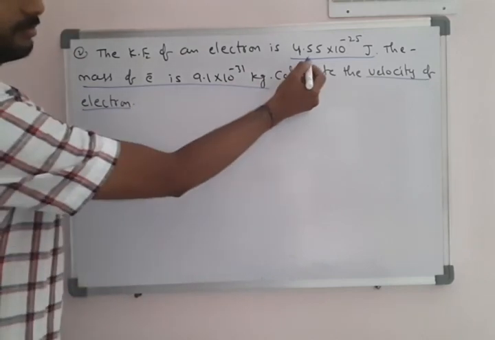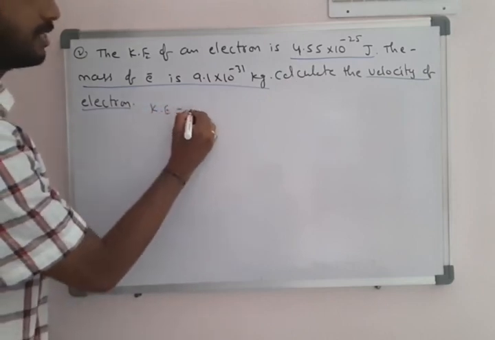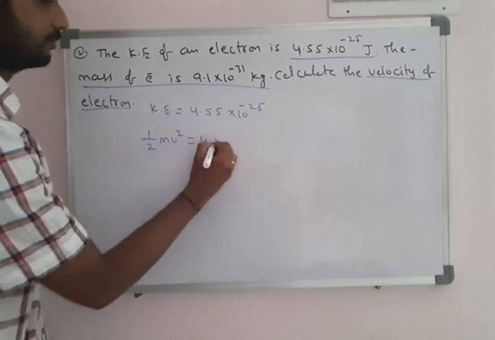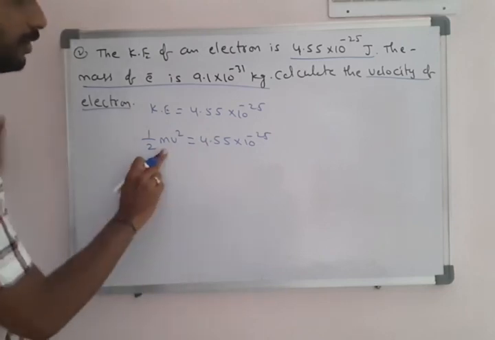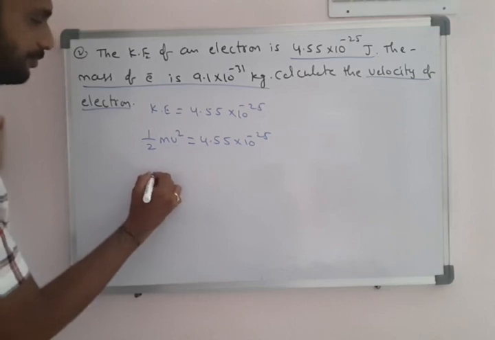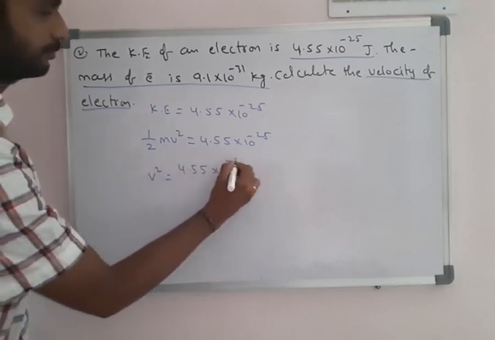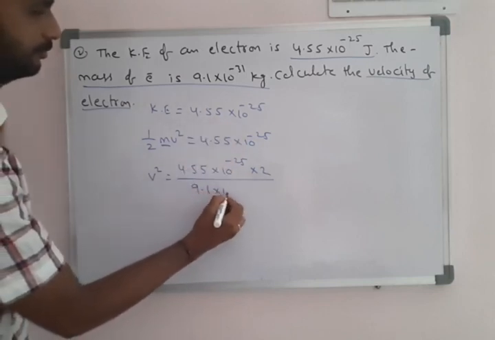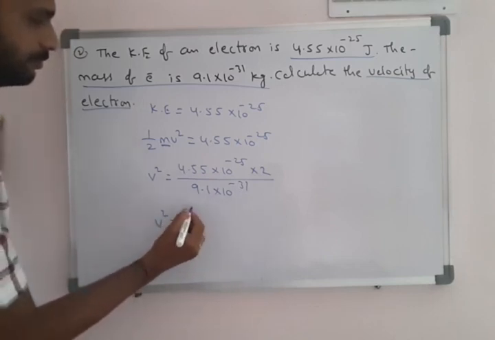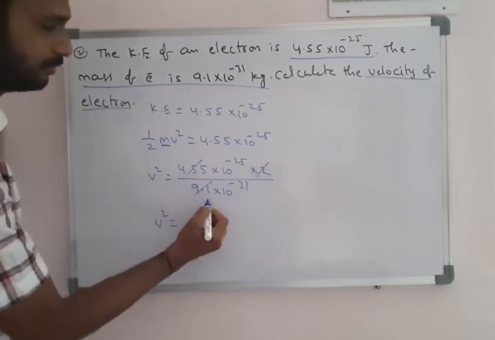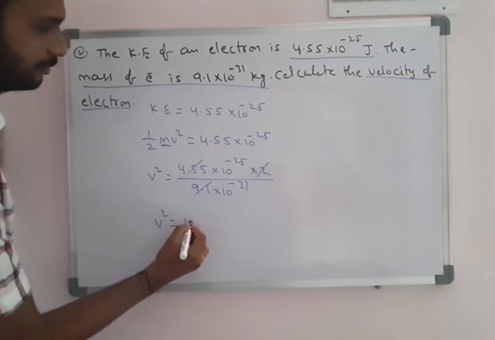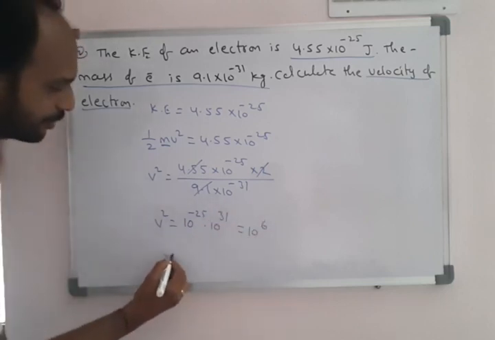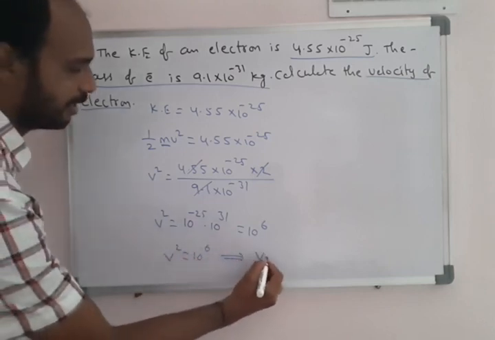So the mass is given, kinetic energy is given. Kinetic energy is given as 4.55 into 10 to the power minus 25. We know that kinetic energy is equal to half mv square. The mass is given, and we need to find the velocity. Now v square equals 2 into 4.55 divided by the mass, 9.1 into 10 to the power minus 31. So v square equals 10 power 6, that implies v is equal to 10 power 3.